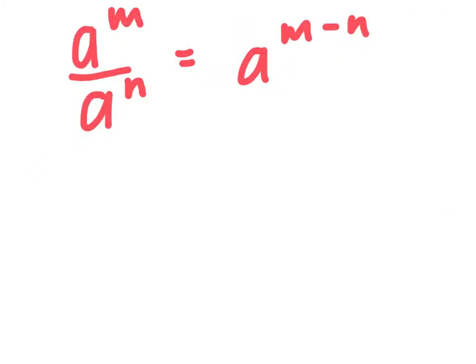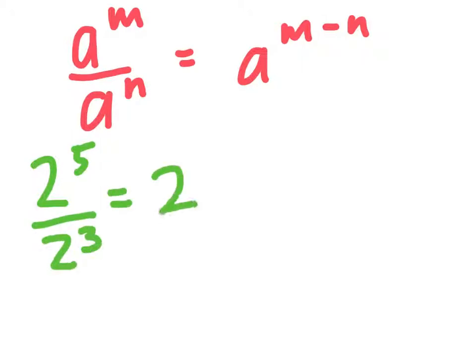So our second law is a to the power of m divided by a to the power of n, and we simply subtract the two powers in this case. So if I had 2 to the power of 5 over 2 to the power of 3, the answer would be 2 to the power of m minus n, so 5 minus 3, so it would be 2 to the power of 2. We can also see this by writing it out longhand.